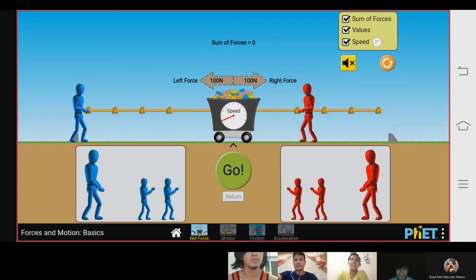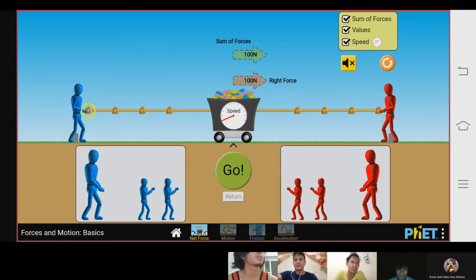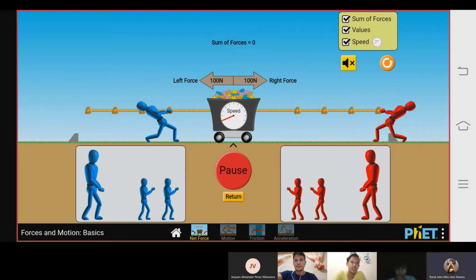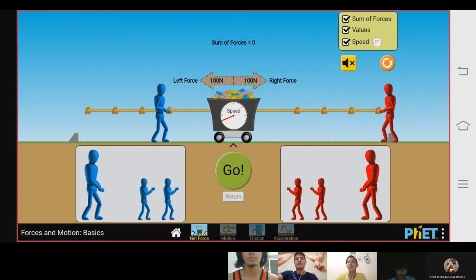Yung red sa pang-apat, then yung blue sa pang-una. Yan. So, prediction natin, right. Pero pag try ka, go. Walang nagbago. Yan. So, walang nagbago. So, kahit magkaiba, basta pareho sila ng size, kahit saang lugar sila, parehas lang ang force nila, push and pull.